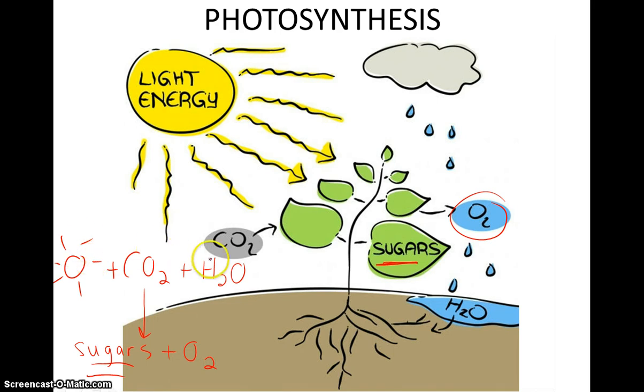So this is the basic equation here for photosynthesis. These three things are needed. You need light, carbon dioxide, and water. And plants use those three things to make sugars, which is their food, and oxygen. So that's the basic equation for photosynthesis that you need to know.